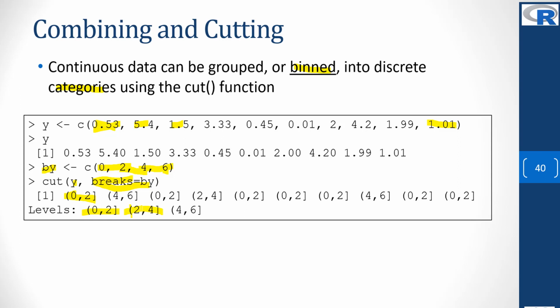2 is excluded, 4 is included, and then 4 and 6. 4 is excluded, and 6 is included. So this first value, 0.53, goes into this first interval. 5.4 is in the third interval, the 4 to 6. 1.5 is here. 3.33 is here, and so on. So you can see that it's grouping these into one of those three possible bins or levels based on the intervals we provided in our cut.